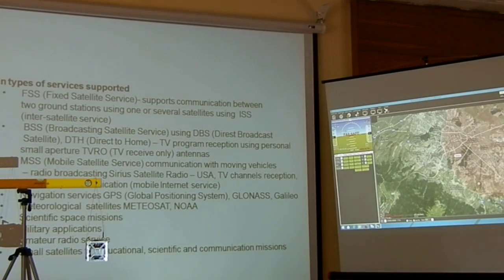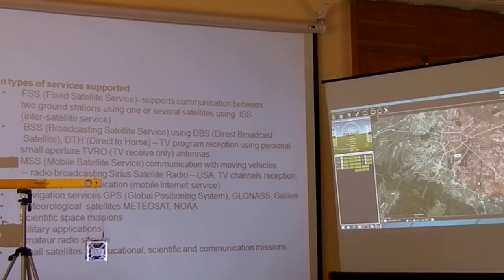What are the main services which are supported by that communication? The first one is FSS, the so-called Fixed Satellite Service, which supports communication between two ground stations using repeaters in space. So you can transfer a huge amount of information between two Earth stations which are in different parts of the Earth, on different continents.